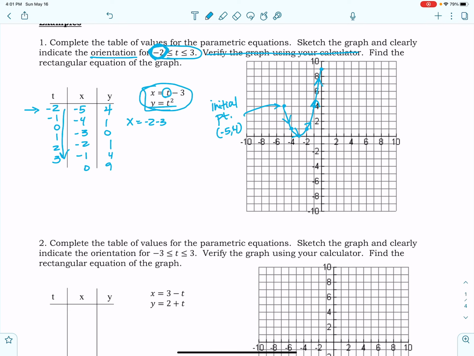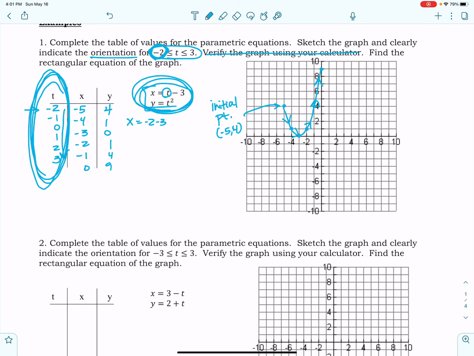Find the rectangular equation of the graph. So now I'm going to write these equations as just one equation in the variables x and y, just like I normally would. So this is a partial parabola. Notice we don't have arrows going off in both directions, so it is limited by its domain and range because we only care about the parabola as it exists for t between -2 and 3.